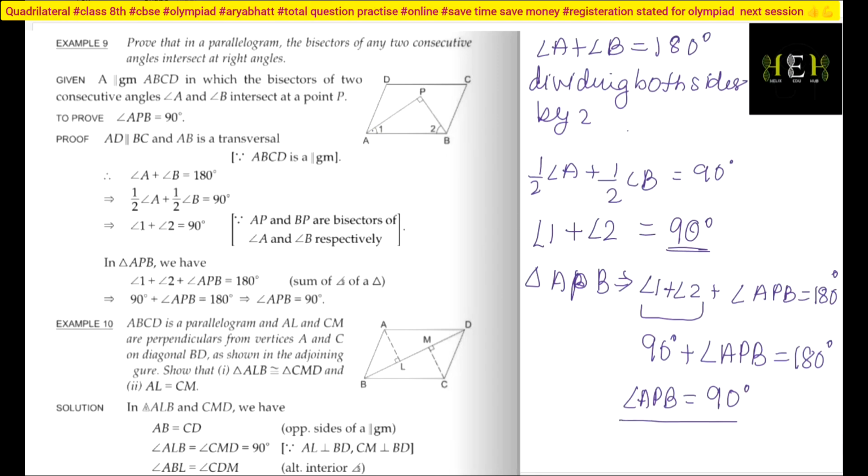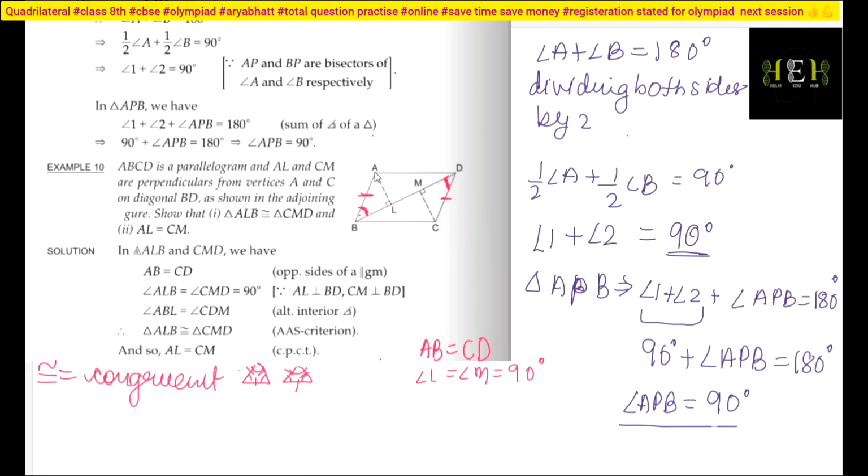So I have proved it. Now, see, they are saying that ABCD is the parallelogram, and AL and CM are perpendiculars drawn from point A and point C. Now I have to prove these two triangles are congruent triangles. Congruency means all the angles are equal to the other's angles, and even all the sides are equal to the other's sides. Means they are just overlapping.